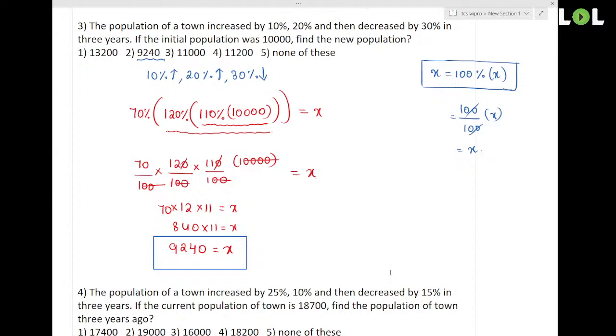Now consider this entire value as some new value, which means 100% again. Now this is again increased by 20%. So this will become 120% of 110% of 10,000. That is the population after 2 years. Now consider it as a new value again, which means 100%. So this 100% is decreased by 30%, which means 70% will be left: 70% of 120% of 110% of 10,000. That is equal to the new population. Let us consider it as X. So when you cancel it, 9240 will be the final answer.